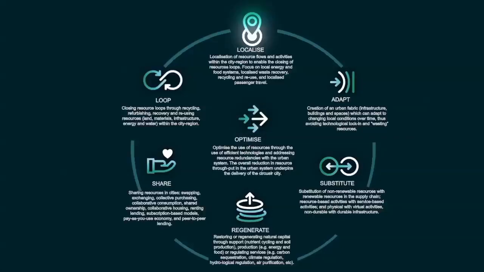2. Localize. By localising resource flows and activities within the city region, we can reduce the energy consumed and emissions produced in the transportation of people and resources. 3. Looping. By closing resource loops through recycling, refurbishing, recovery, reusing resources within the city region, we can reduce resource consumption and waste production.